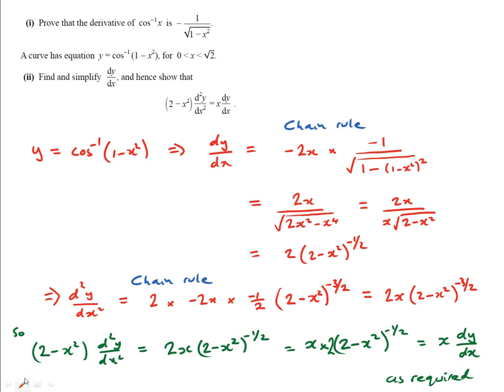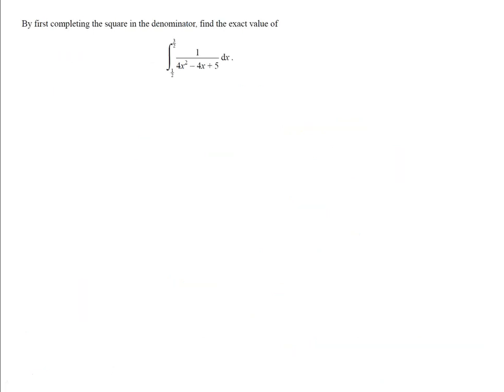Let's move now to a second example, which asks us, by first completing the square in the denominator, find the exact value of the integral between a half and 3 over 2 of 1 over 4x squared minus 4x plus 5. So following the instructions, we've got to start off thinking about 4x squared minus 4x plus 5.